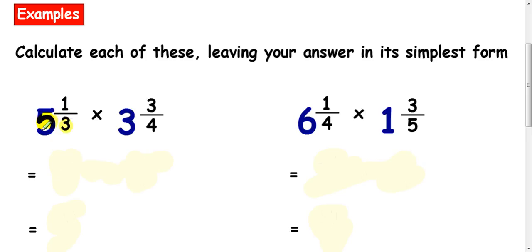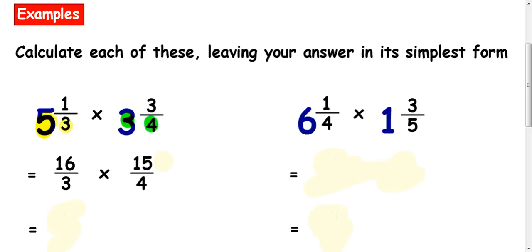So we're going to do 5 times 3 and add on the 1 to get how many thirds this is altogether. So 5 3s are 15, add 1, that comes to 16 thirds. And the same over here, we're going to do 4 times 3 and then add on the 3. So 4 times 3 is 12, add on the 3 is 15 over 4.